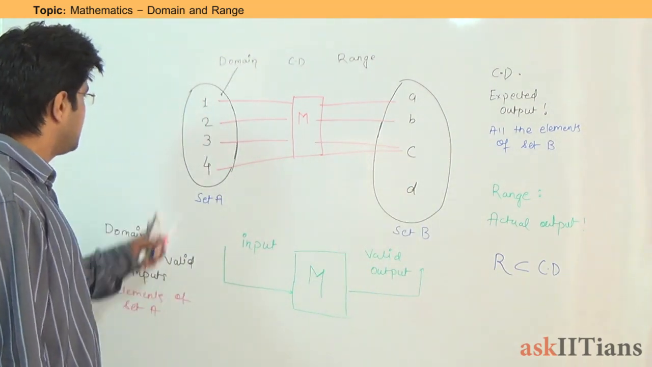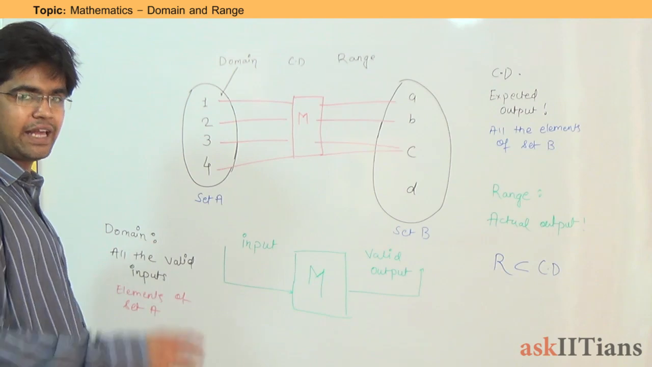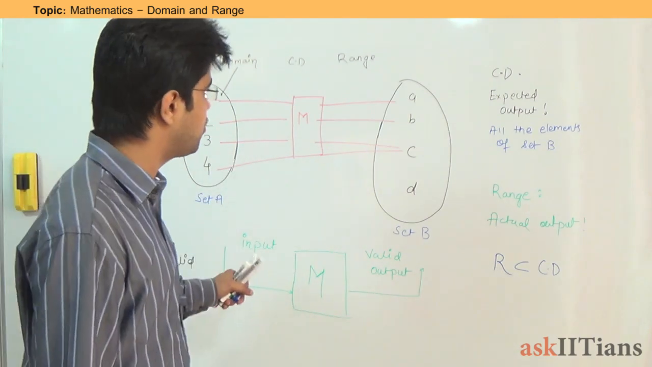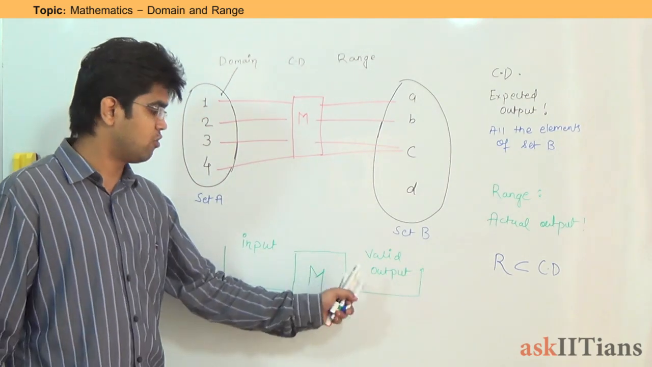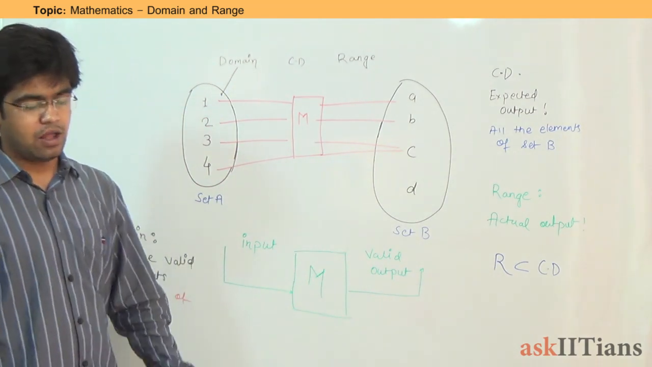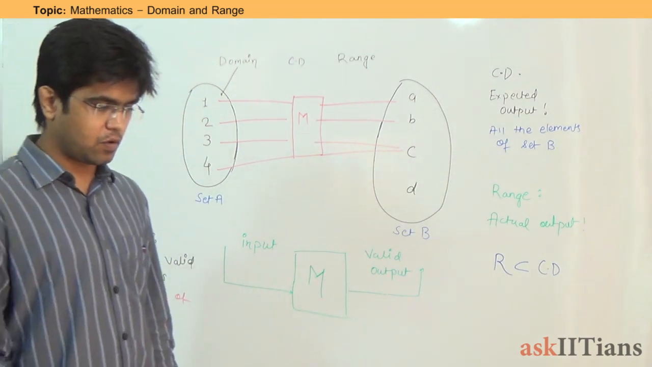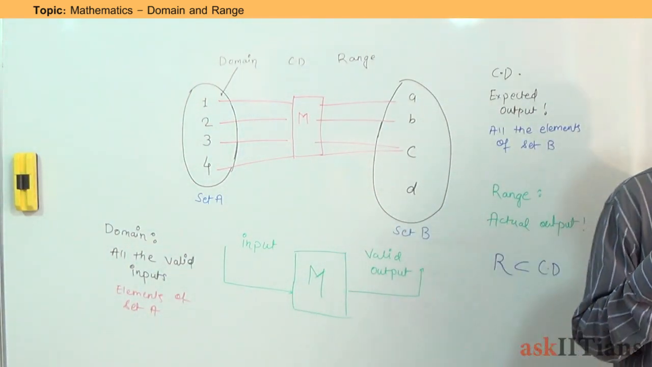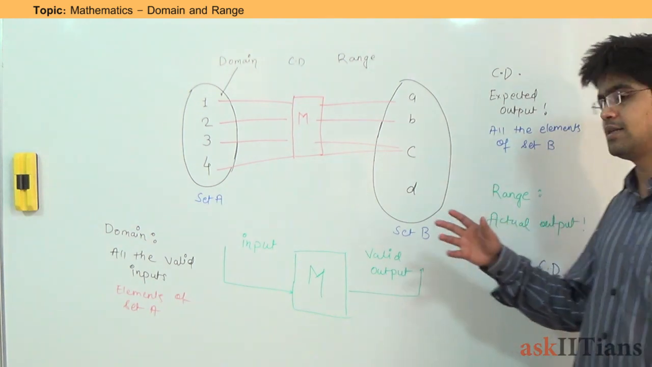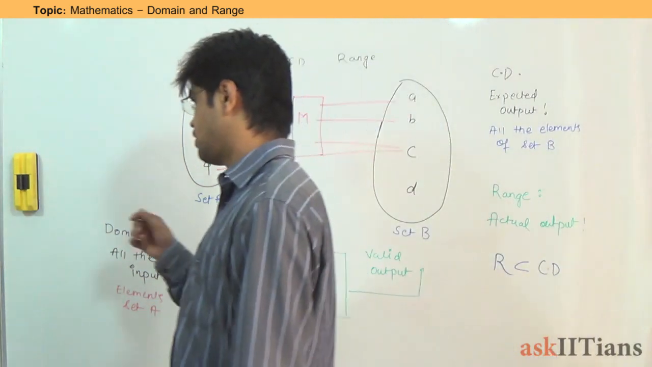As I've said, domain is the input. Think in terms of a machine. Domain is the input, codomain is the expected output, and range is the valid output. I'll tell you later on what we mean by valid outputs. So I hope that this is clear to everyone. Now let's move on.